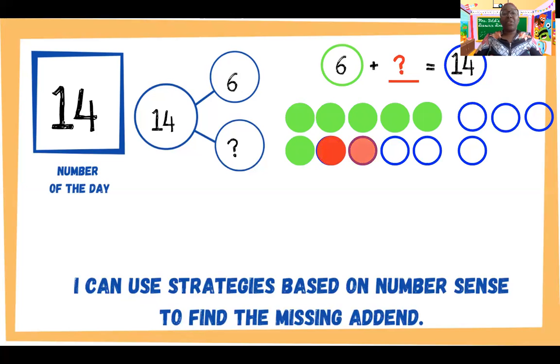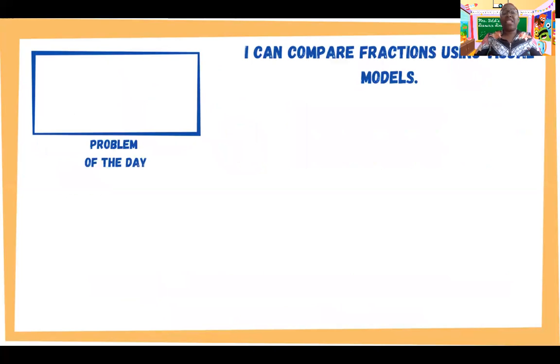1, 2, 3, 4, 5, 6, 7, 8. There were 8 extra circles and we colored them in red. So what is our missing add-in? That's right. Our missing add-in is 8. So 6 plus 8 equals 14. And 8 is the number that is missing from our number bond. Great job, littles.